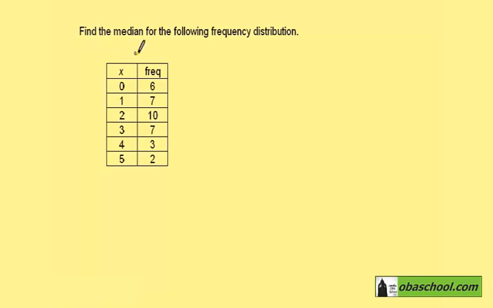We want to find the median for the following frequency distribution. Here we can see a frequency distribution. The nice thing about a frequency distribution is that it is already ordered. So the numbers are already in order.